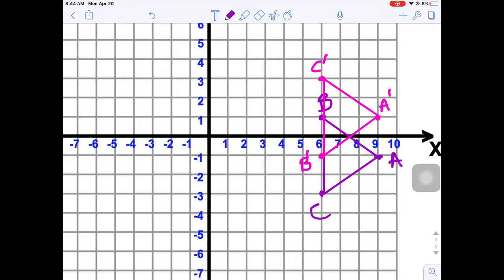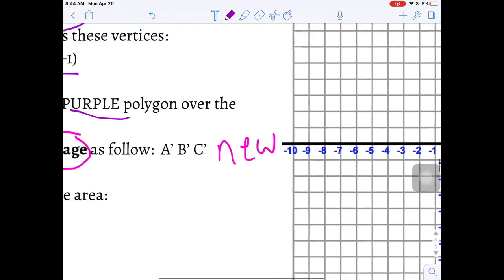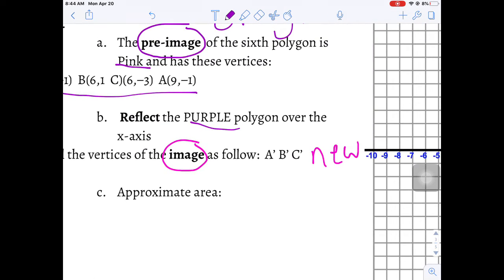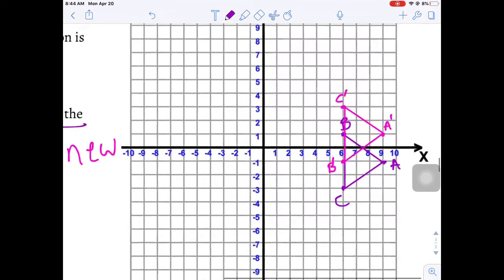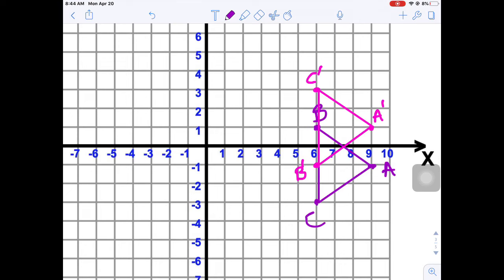Then I had to reflect it. The instructions were to reflect it over the x-axis. I made it purple because it said purple here, so a lot of confusion with purple and pink. So reflect over the x-axis. So what I did is I just went in and I looked at where B was. I highlighted where the x-axis was, and I flipped everything over the x-axis. For example, B was one space from the x-axis, so it moved down.